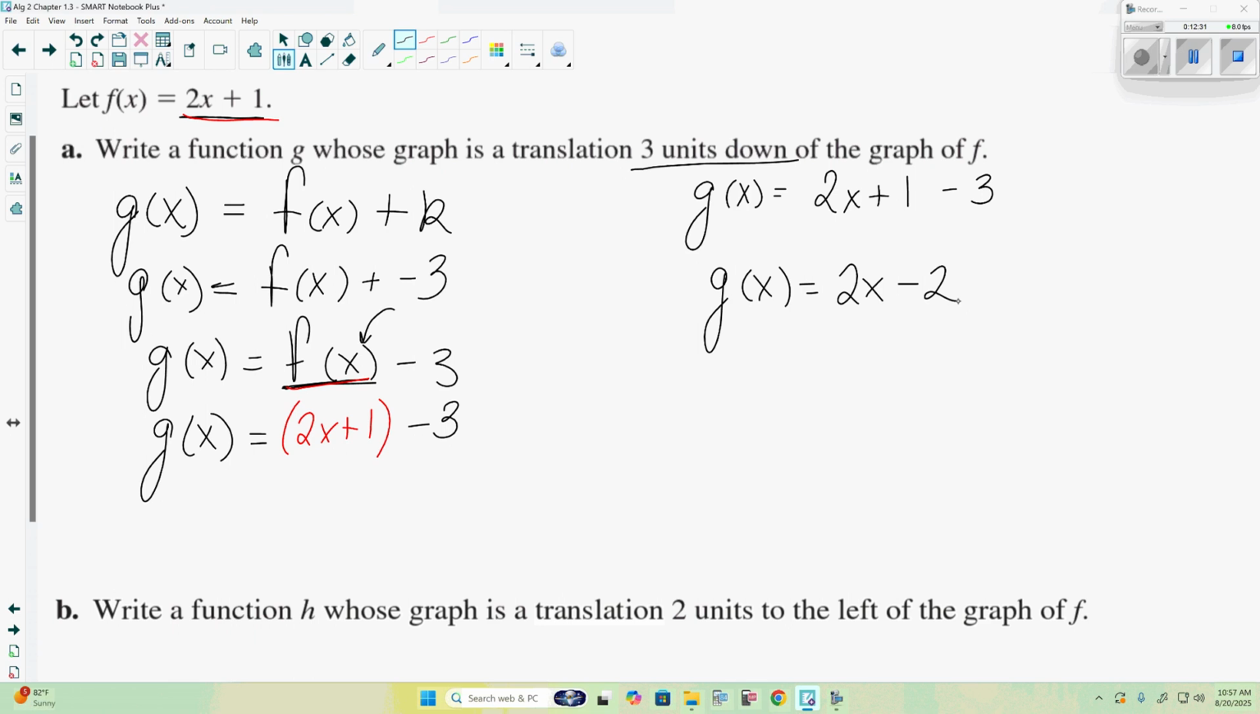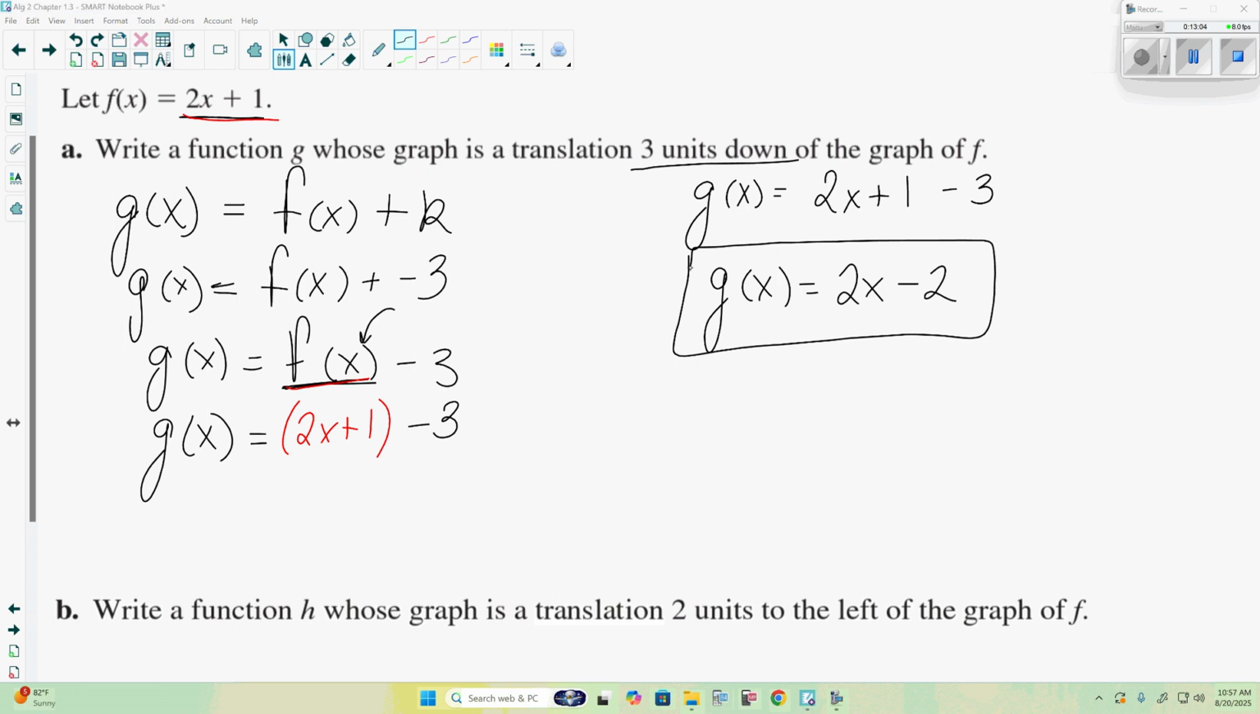Question? Question? Any questions on how we got 2x minus 2? We good with this here?